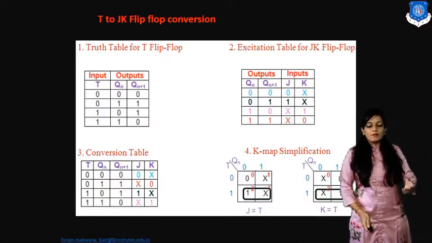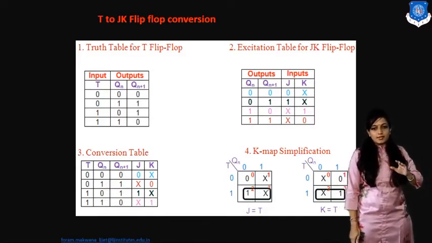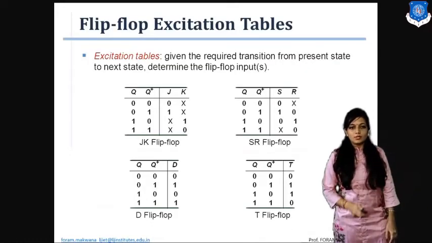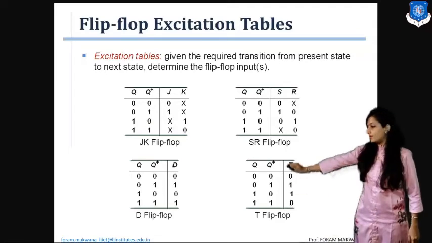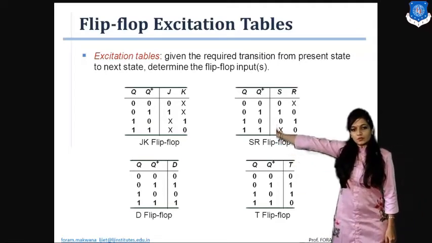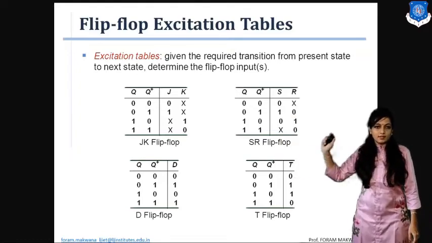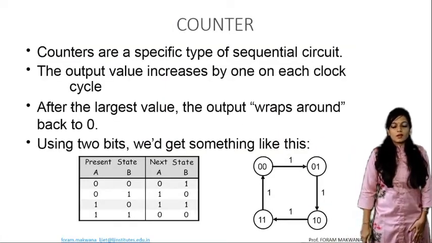That means if I want to convert T flip flop to JK, I can say that J and K both are shorted, having only the single input T. The flip flop excitation tables are like this that we have derived. This is for SR, this is for T, JK and D. We have already derived them. Now, what is a counter?